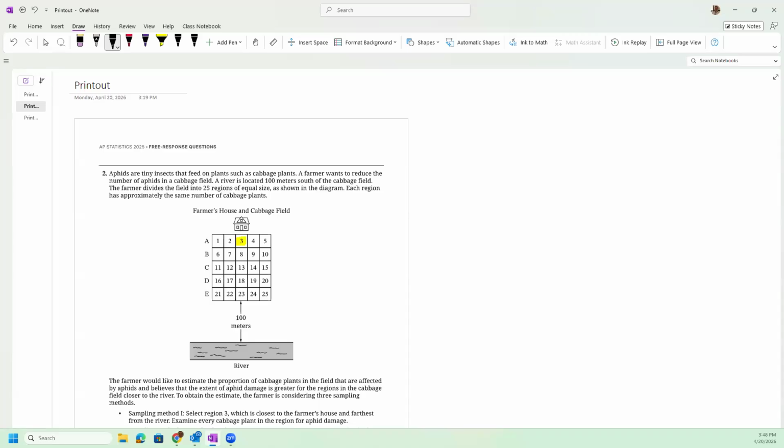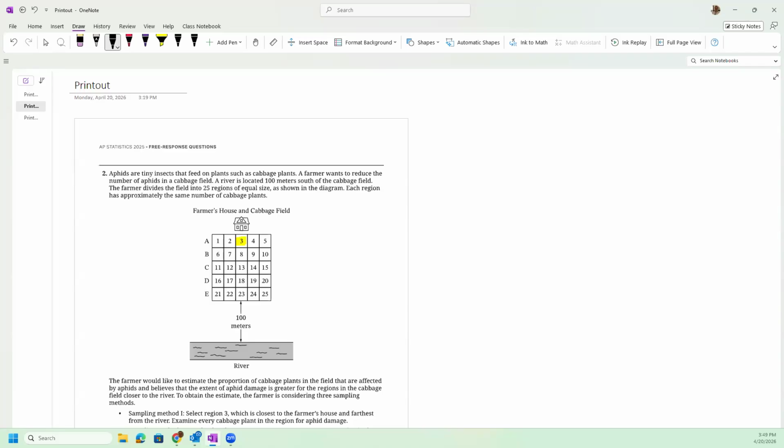Isn't he only doing one cabbage field, just 3, which is far away from the river too? Yeah, and why is that a problem? This is like if you give the mouse a cookie, why is that a problem? Because he's testing if the river causes damage to the cabbage plants. Yeah, okay, so that's how you want to attack it.